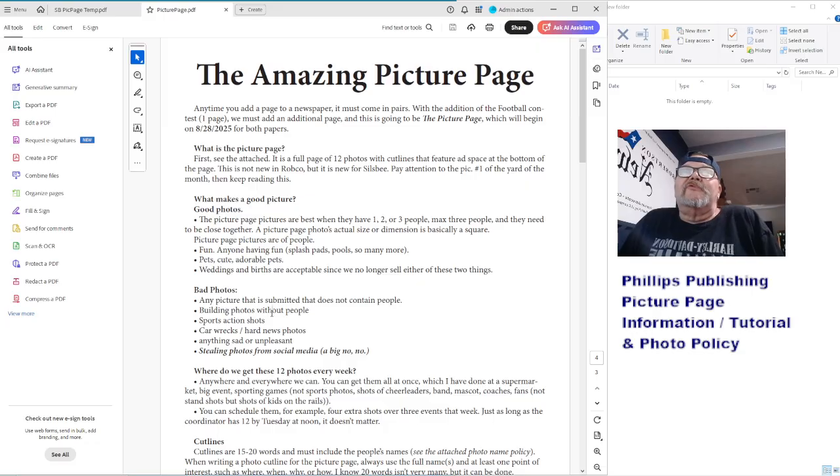It enhances the story that's being written about the event. We might only have room for one color photo on the front page of an event, maybe two, maybe a jump photo. But either way, if you have 6 extra photos of a big event, we can throw them in that picture page and it looks and feels like more coverage. All right.